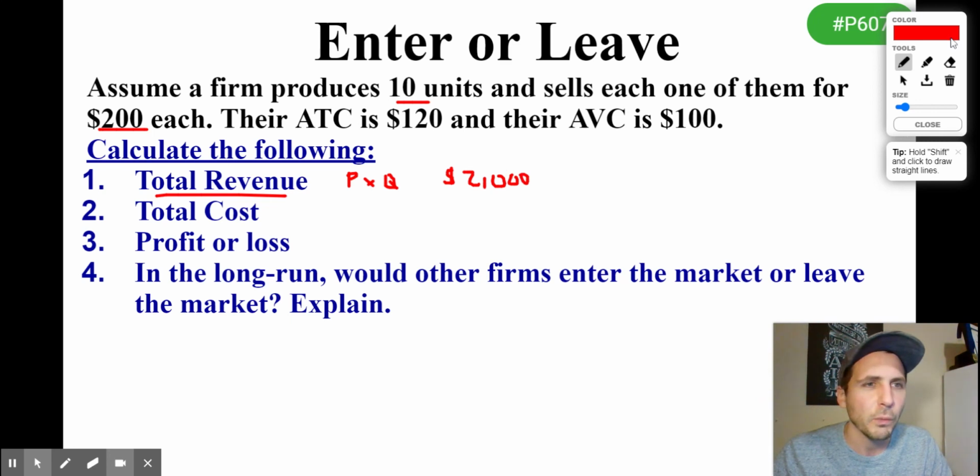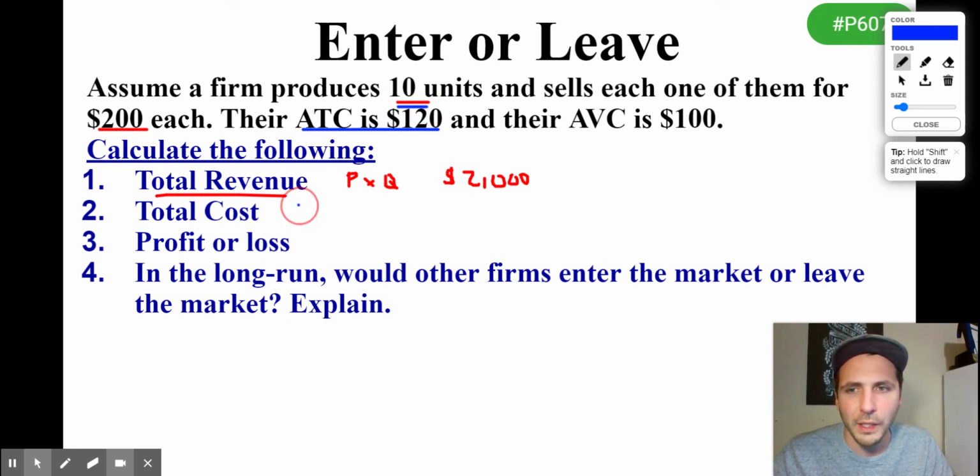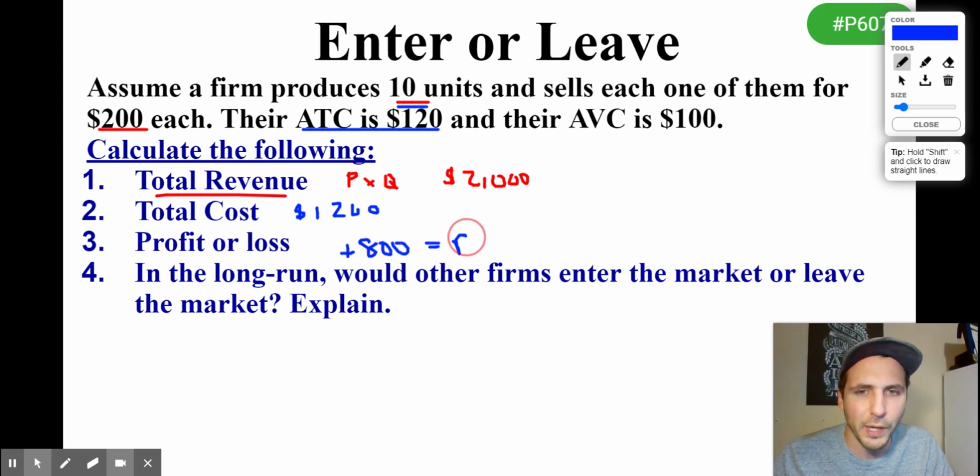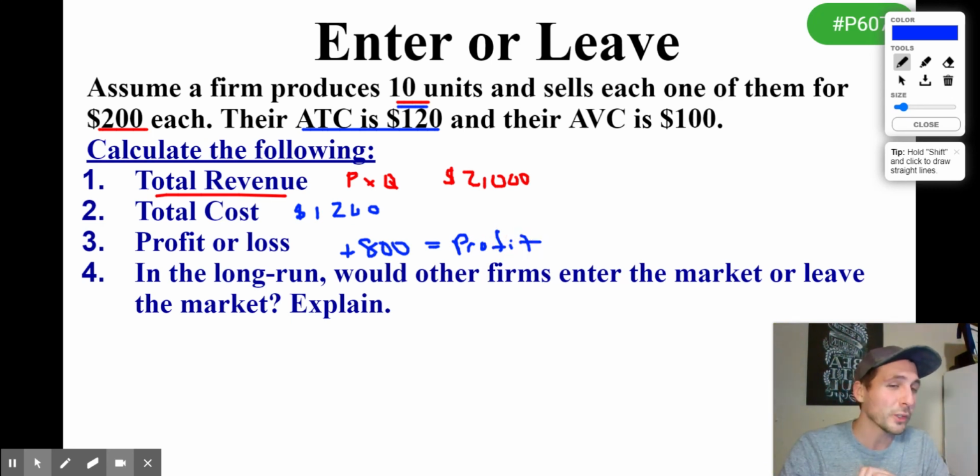So far, so good. What about my total cost? Well, we know that total cost is my average total cost times my quantity. So 120 times 10, my total cost is going to be 1,200. Okay, so do I have a profit or a loss? I take my total revenue, 2,000 minus my 1,200. 2,000 minus 1,200 is plus $800. I have a profit. Question, if this is perfectly competitive, we're making identical products and every other firm is making $800, are firms going to enter this market or leave this market in the long run?